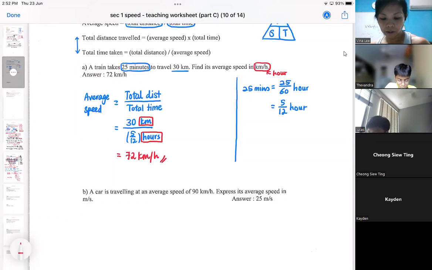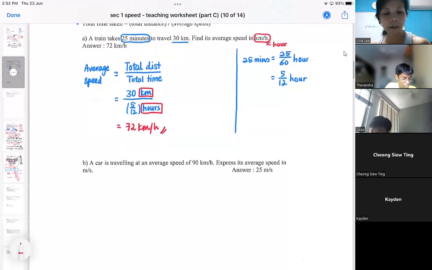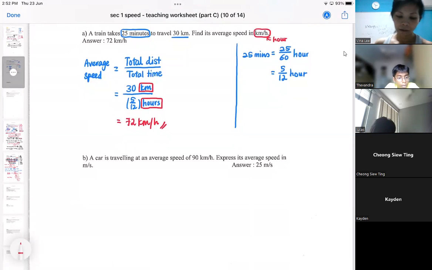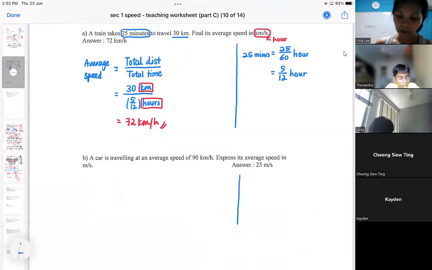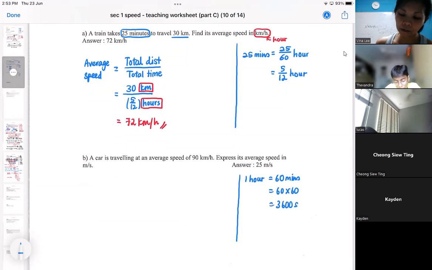Okay, then this one is the one that we did last week. Is it necessary to have an information column? Yeah, we can have an information column. Our information column can be something like this. 1 hour is 60 minutes, which is 3,600 seconds.